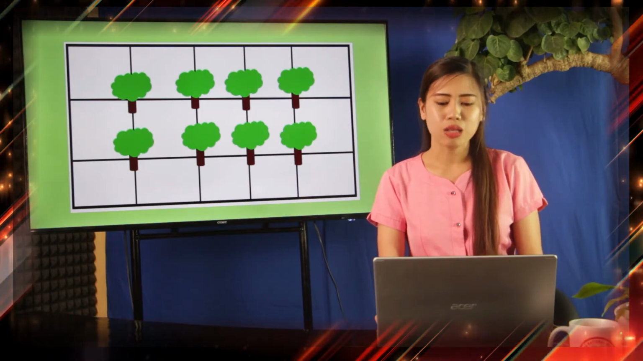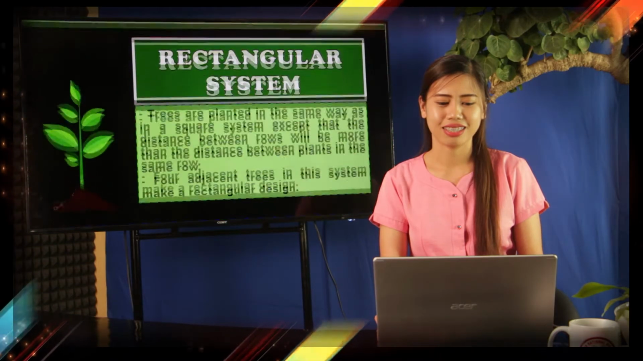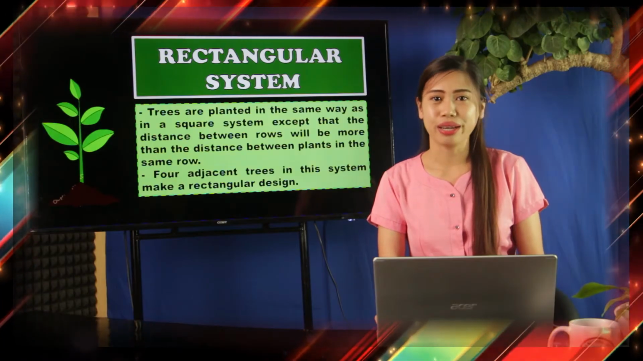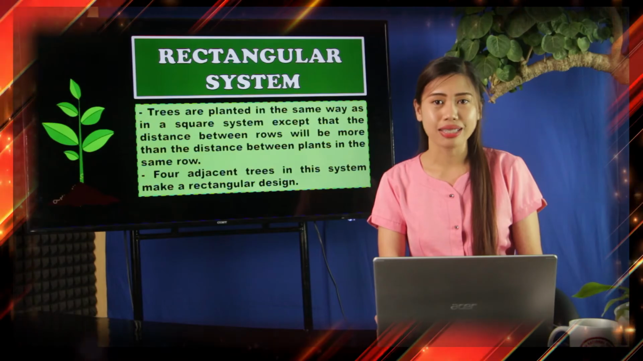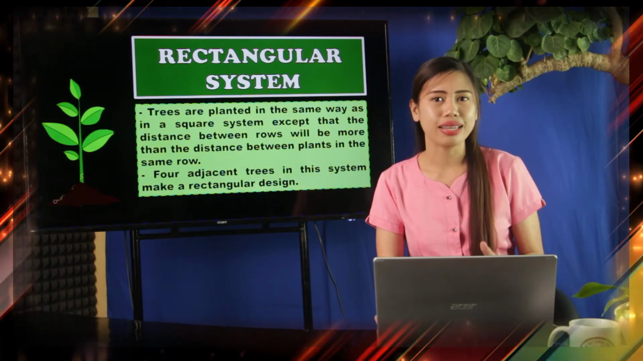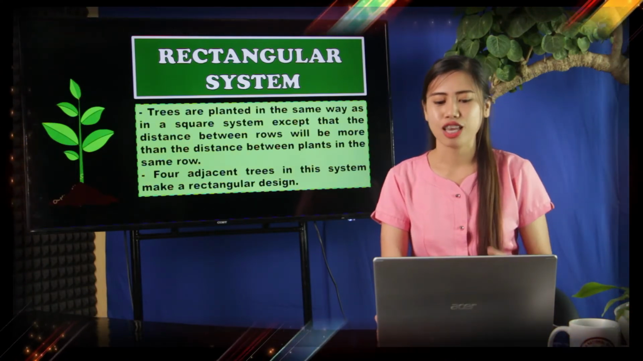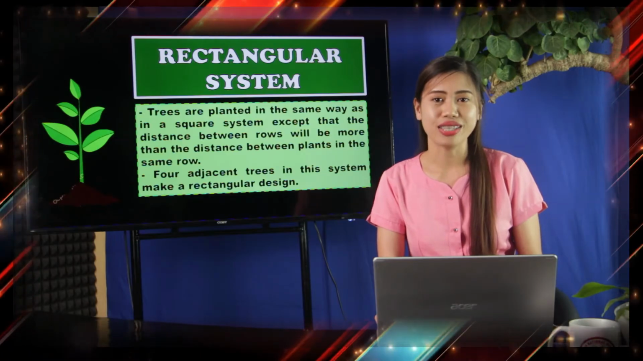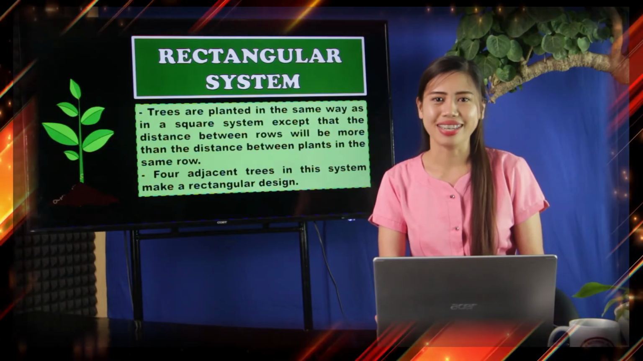Now let's proceed to the second system of planting. The second system of planting is the rectangular system. Trees are planted in the same way as in the square system, except that the distance between rows will be more than the distance between plants in the same row. Four adjacent trees in this system make a rectangular design.